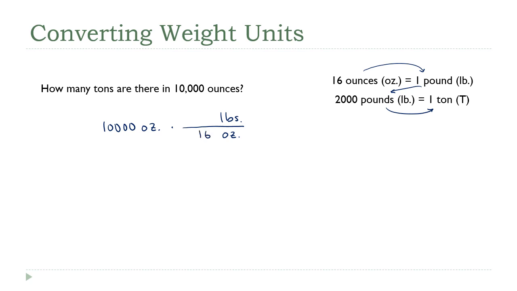And there's 16 ounces to a pound. And then I'm going to go pounds to tons. So there's going to be tons on top, pounds on the bottom. There's 2,000 pounds in 1 ton. Now check your units, right? The ounces cancel, the pounds cancel, all that's left is tons. And you do the arithmetic, 10,000 divided by 16 divided by 2,000, and you get 0.3125 tons, somewhere in the neighborhood of a third.